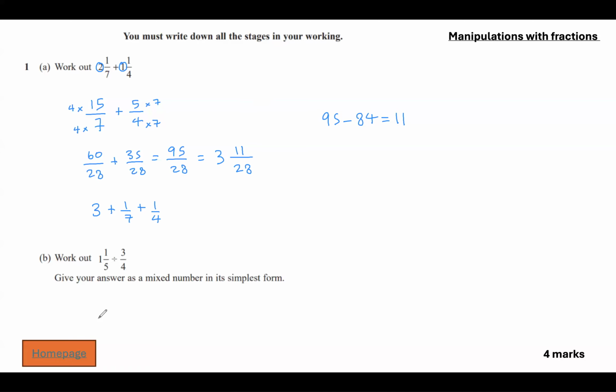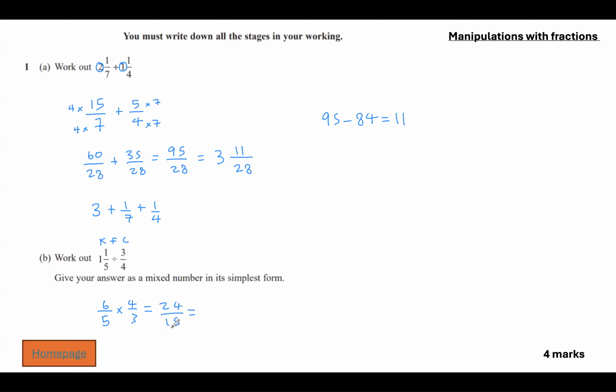Right. Next question. So we're dividing fractions. So dividing means the same as multiplying by the reciprocal of a fraction. You may have also learned it as KFC, so keep, flip, change. Now, 1/5 is going to be 6 over 5. So we get 6 over 5 times the reciprocal 3/4 is 4/3. So that's going to be 24 over 15.